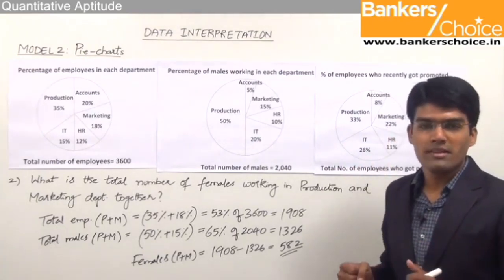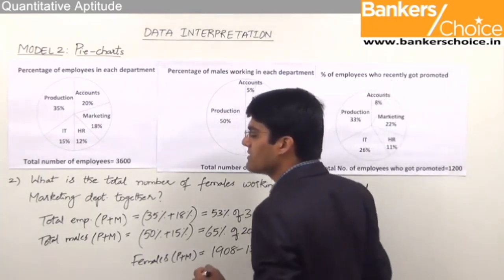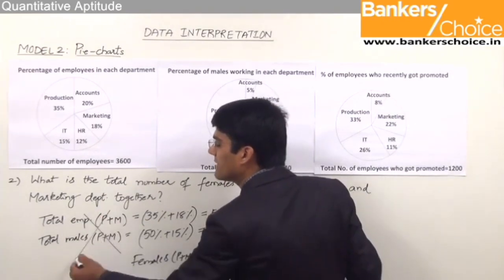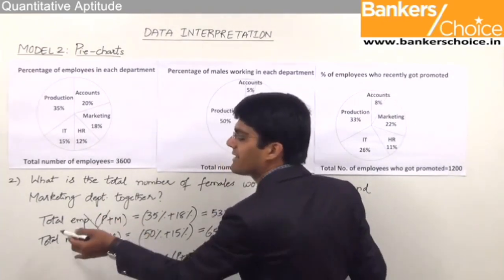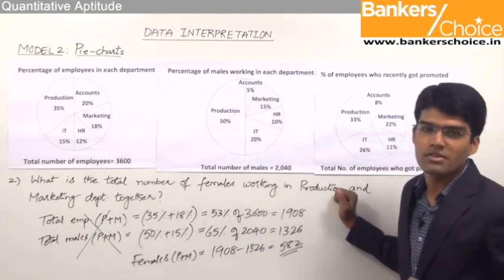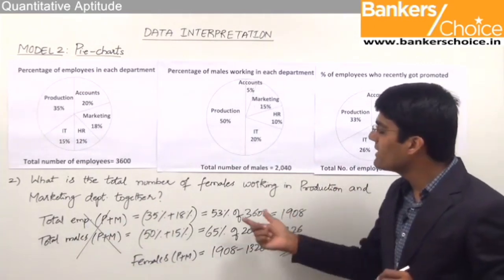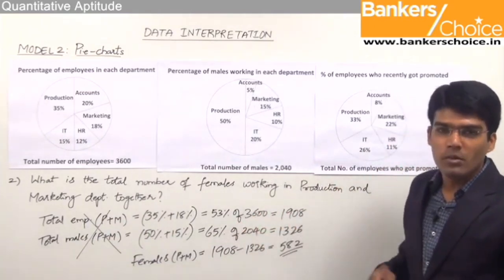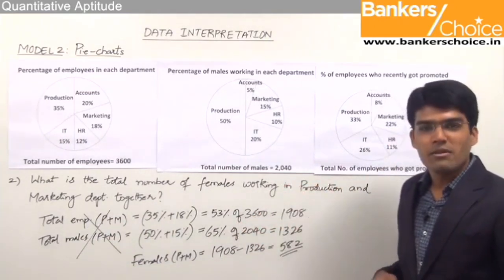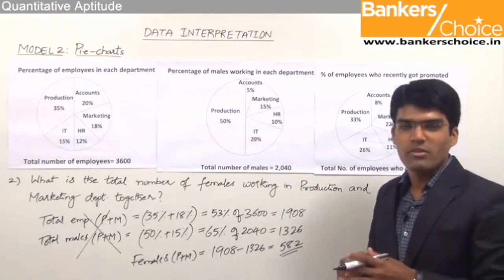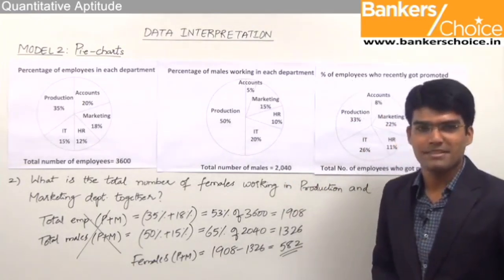And one more point to be understood here is, while doing these calculations in the exam, do not write all these things: total employees in production and marketing, total males in production and marketing, and waste your time. You should be directly able to pick up the numbers, play with them and get the required answer. Avoid writing the number of steps. Cut short the number of steps so that you can get the answers as quick as possible.